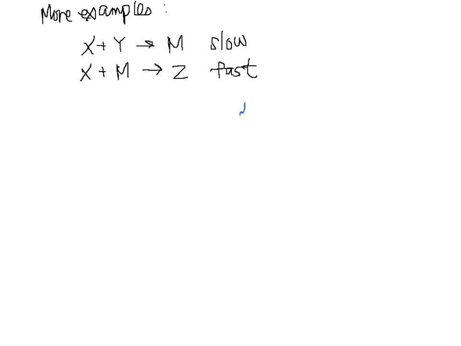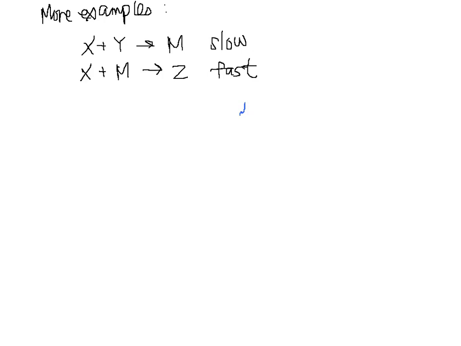Okay, so for this reaction right here, for more examples, X plus Y forms M, and that's slow, so this is my rate determining step. And X plus M forms Z, and this is fast reacting. So what we're going to do is calculate the balanced equation, and then determine the overall rate law for this reaction mechanism. So first thing I want to do is the balanced equation.